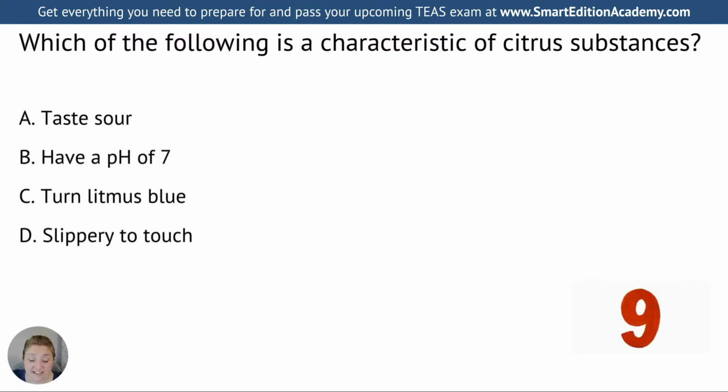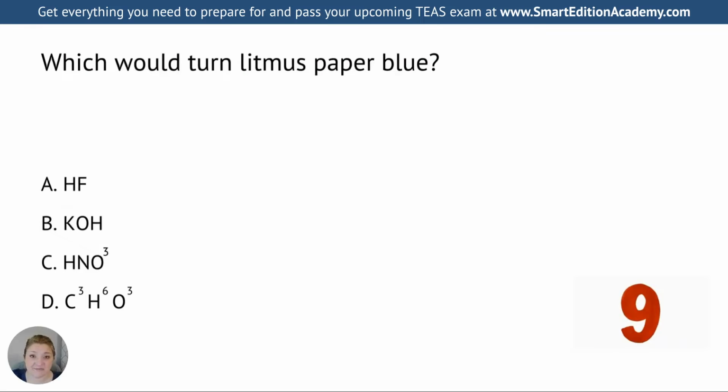Which of the following is a characteristic of a citrus substance? Citrus is acidic. So which of these would be a characteristic that you would find in an acidic substance? Would it have a pH of 7? No, that's for a neutral substance. Would it turn litmus blue? No, that's what base solutions do. They turn red litmus into blue. And slippery to the touch is also a characteristic of a base solution. So that leaves us with taste sour.